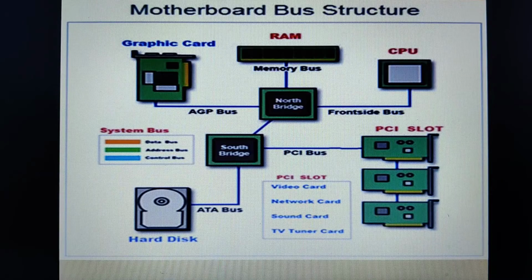It's a data channel. This FSB is a two-way data channel that sends the information from the CPU throughout the entire motherboard to the various components. We can send the data to the RAM, to the hard disk, and to the PCI slots. PCI slot is peripheral component interconnect that helps you to connect the video card, network card, sound card and TV tuner. These things you need not worry about, just understand this.